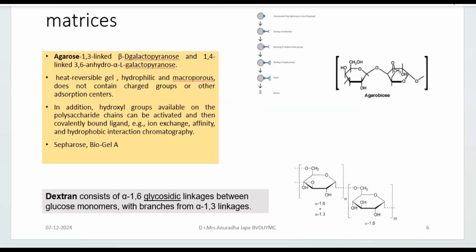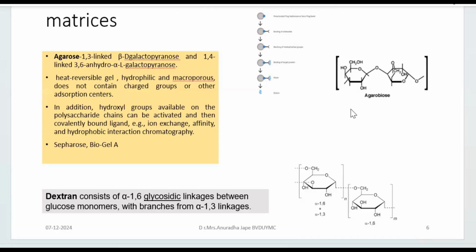It is galactose. And as you are seeing here in the structure, agarobiose is shown. Here, a 1,4 bond between the two is shown. So you have good properties like heat reversible gel, hydrophilicity, and of course it does not contain any charged groups other than the adsorption centers. So it is good as a matrix in column chromatography.